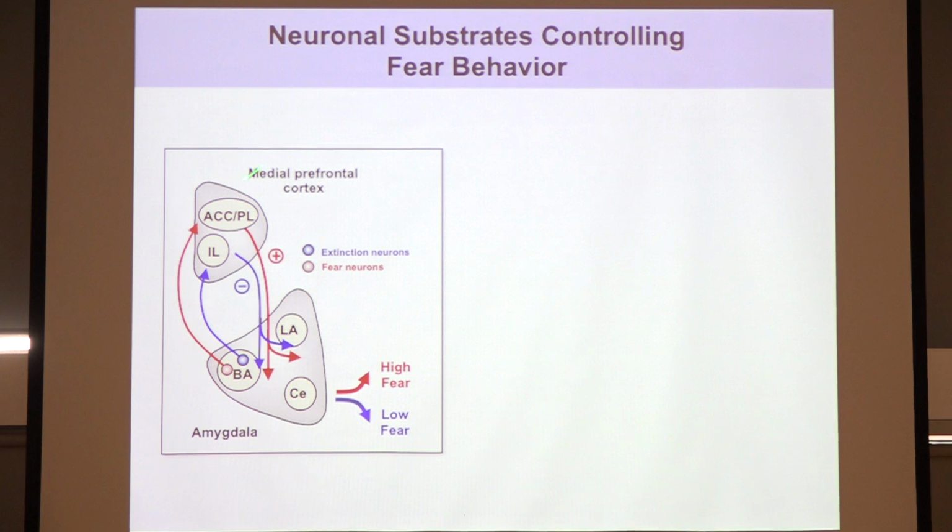So we know that the prefrontal cortex is involved in the regulation of fear behavior, but what is not known is which are the particular neuronal elements, in particular for the prelimbic area, that are involved in the regulation of fear expression.